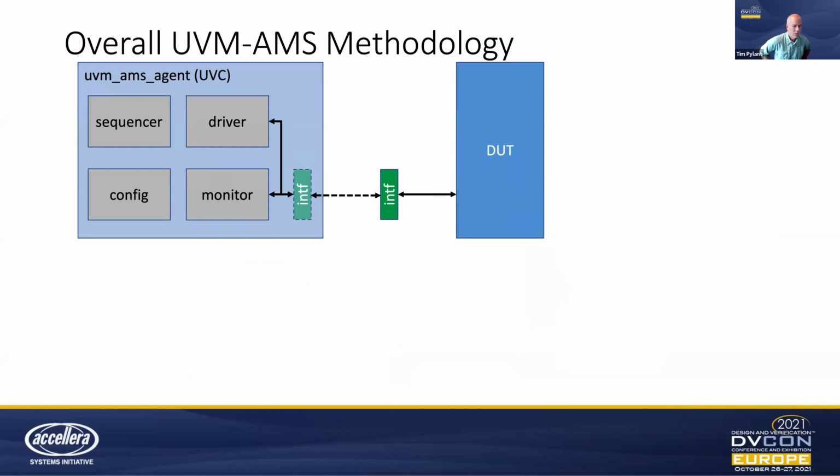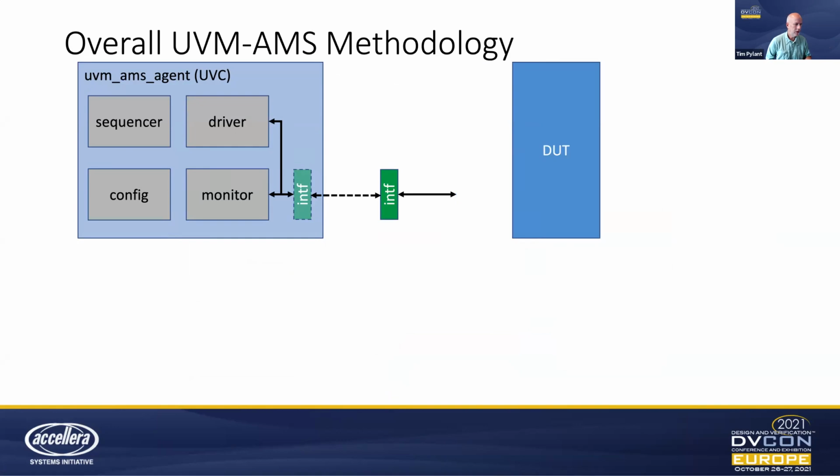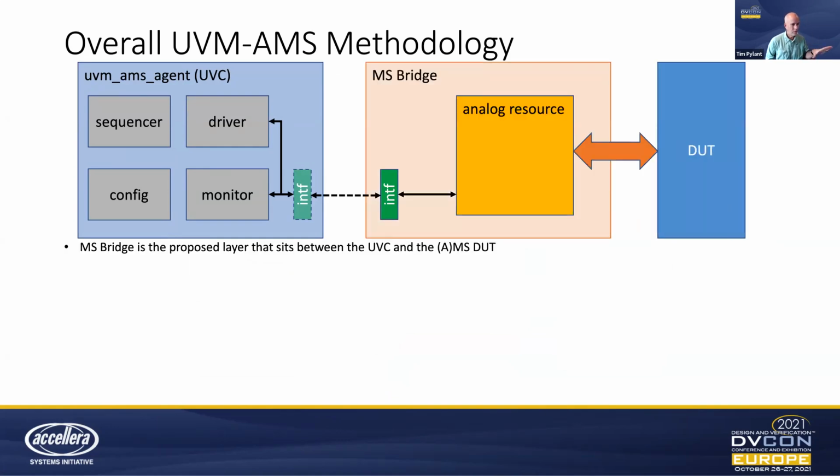So we're going to take that UVM environment that Tom was talking about with your standard UVC driving a DUT, and we're going to show how the bridge works in that environment. So as he talked about, we're going to insert this MS bridge, and this is required in order to get that continuously changing signal that Tom mentioned.